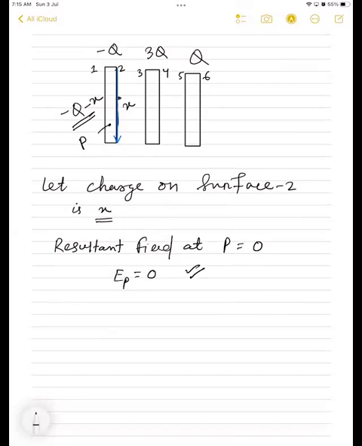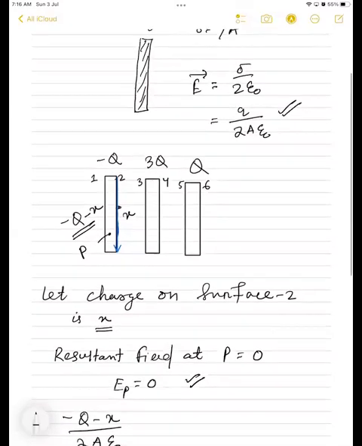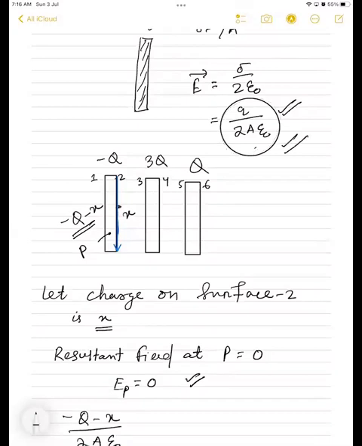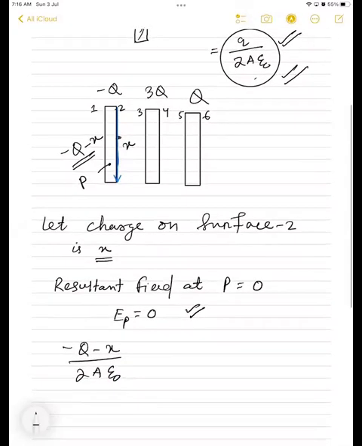And what is the electric field at P? If I consider the left side, it is minus Q minus X divided by 2 epsilon naught. This is the formula I just told you, Q by 2 epsilon naught. So here, how much charge have you given? Minus Q minus X over 2 epsilon naught. That should be equal to the right side, because left side and right side should always be equal so that the net will be cancelled out. And on the right side, that is X charge, plus 3Q charge and plus Q charge. So the net charge is X plus 3Q plus Q by 2 epsilon naught.